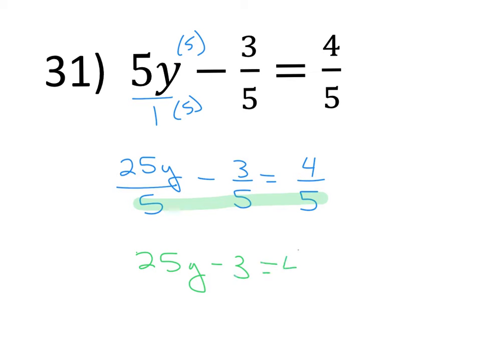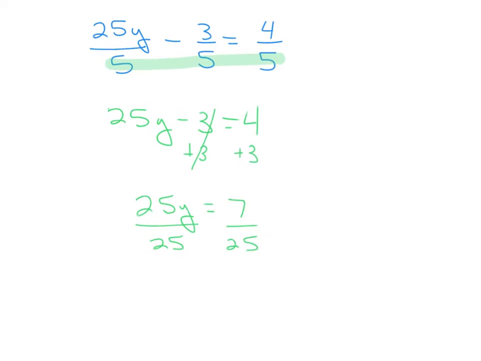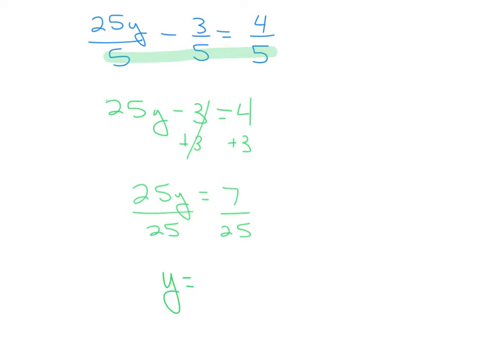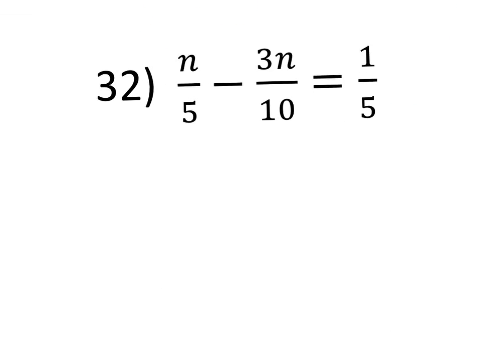minus 3 equals 4. Now go ahead and solve. We're going to start by adding the 3 over to the other side, so that cancels. So I have 25y equals 7, and now I'm going to divide both sides by 25. So in this case, y will equal 7/25. Okay.